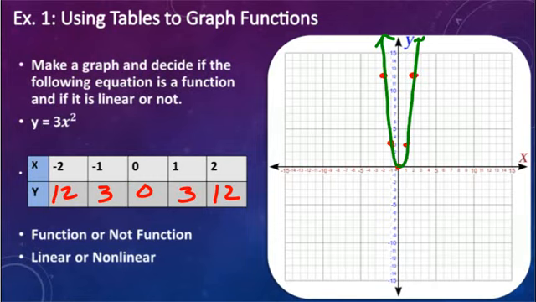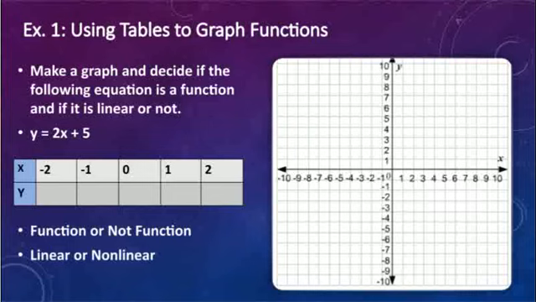Is it a function? Can I do a vertical line test? And see that it is a function. You only have one x value for every one y value. Vertical line test only crosses the graph in one place. It is nonlinear because it's got a curve in it. Our next one.